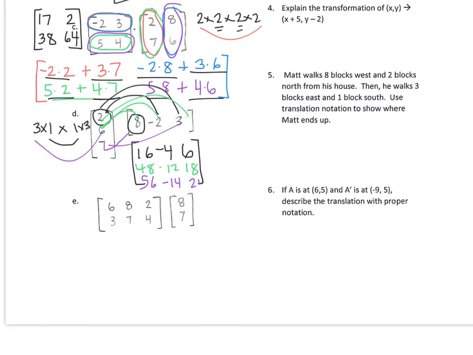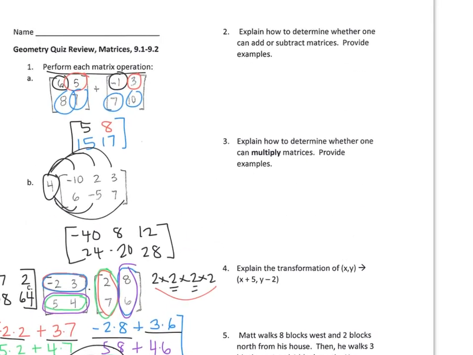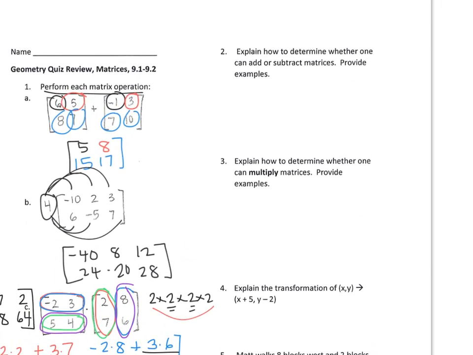And the last one is you have a 2 row by 3 column times a 2 row by 1 column. You can't multiply these because the inside dimensions are not the same. So nope, you can't do it. Or impossible. So down here, explain how to determine whether you can add or subtract matrices. They have to be the same dimensions, and you can give examples.